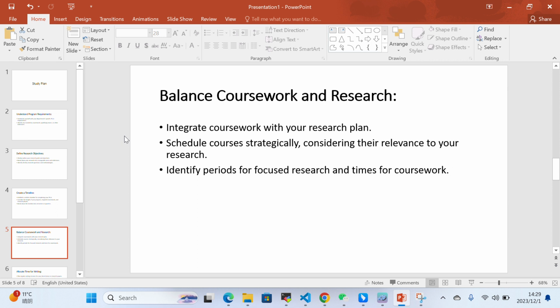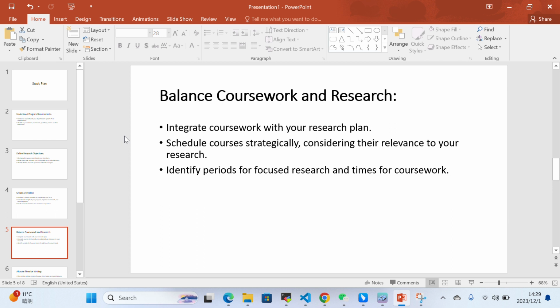And then balance your coursework and research. Integrate your coursework with your research plan, and schedule your courses strategically, considering their relevance to your research. Identify periods for focused research and aim for coursework.